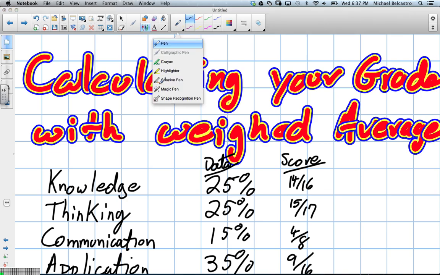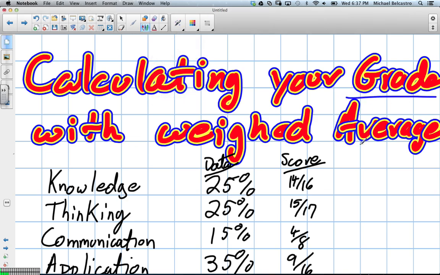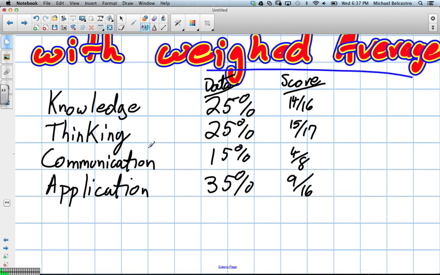Okay, so we're going to talk about calculating your grade when you have weighted averages or your tests are broken up into sections. So let's say you're in a data management class, and a lot of times your tests are broken up to knowledge, thinking, communication, application, and they weigh things differently. The knowledge is actually 25% of the test, thinking's 25, communication's 15, and application's 35. So there's different weightings depending on what you get out of things.